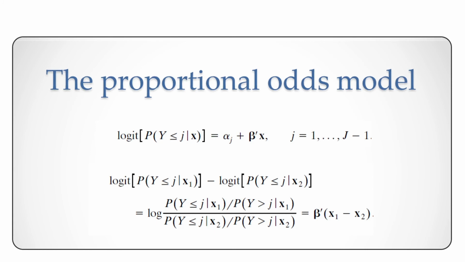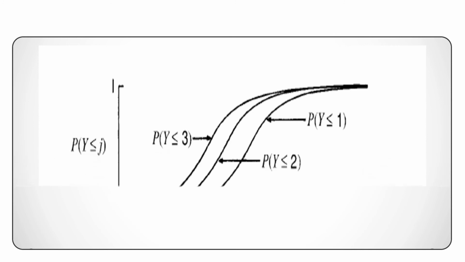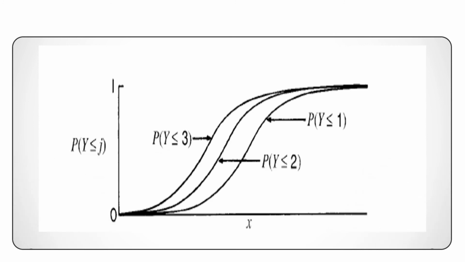From the form of the model, if we were to plot the probabilities, note that this is what the curves would look like. On the x-axis here we have plotted the covariate x, and on the y-axis we have plotted the cumulative probabilities, probability y less than or equal to j. Of course, for any fixed value of x, there has to be a monotonic relationship between these probabilities, and each of these has the familiar sigmoid shape of a logistic regression. Further note that each of these has the same slope, and this is due to the fact that we have used the same vector of log odds ratios.